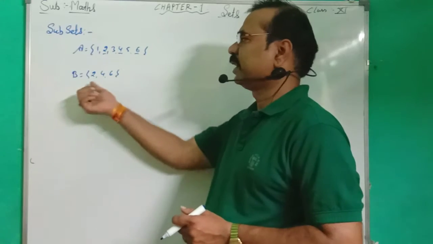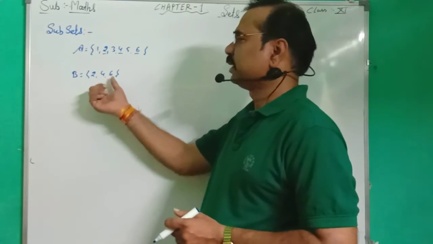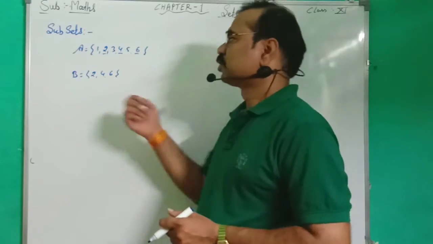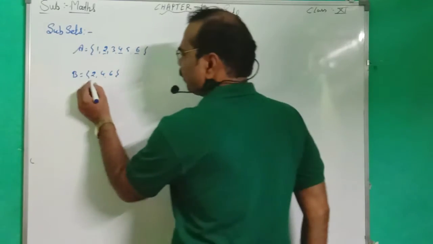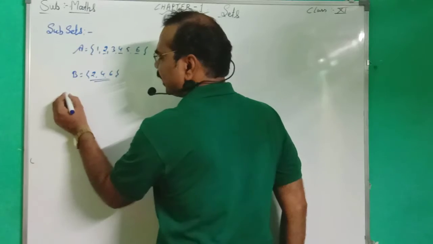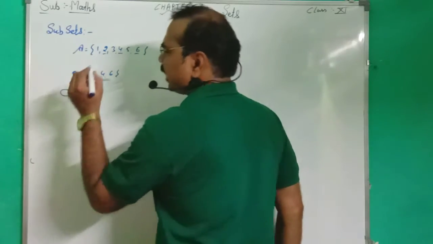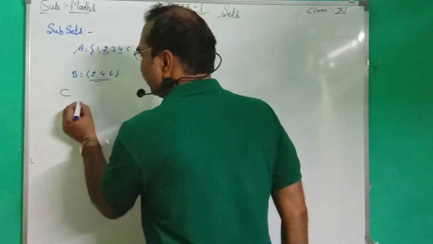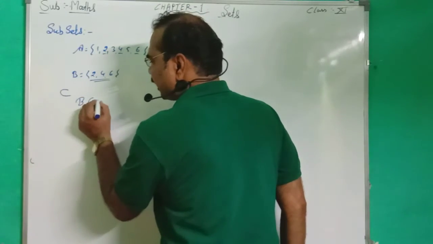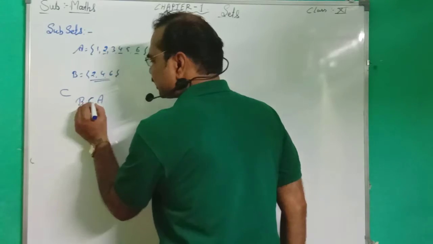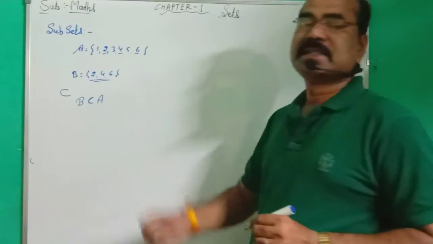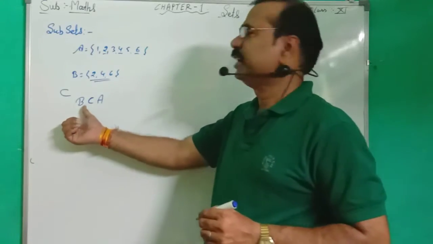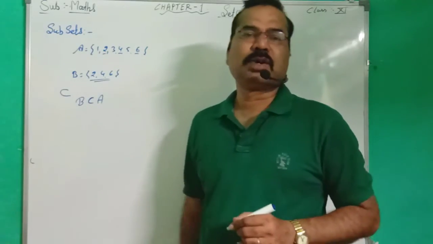And here is another set, 2, 4, 6. That set B belongs to set A. So B is related to A by the sign of subset. So we can say B is a subset of A. Students, do you understand? We can say B is a subset of A. It means all the elements of B belong to A. That is called a subset.